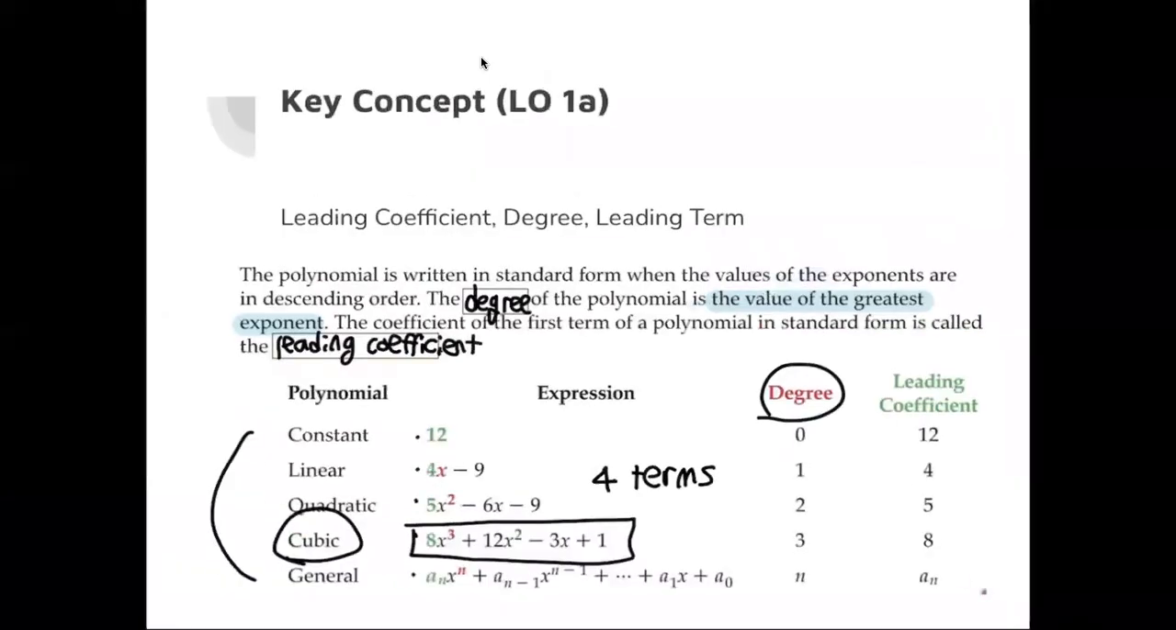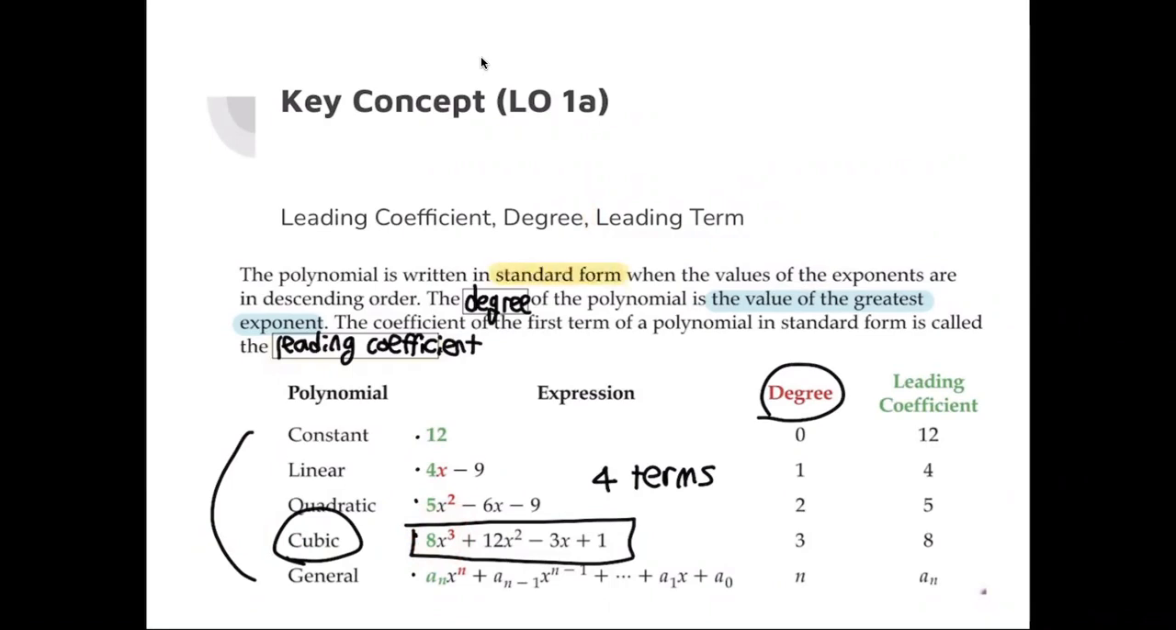One more vocabulary we have is leading term. Leading term is basically the term that has the leading coefficient. So for this example, 8x to the power of 3 has the leading coefficient, right? So we're calling this the leading term as well. Okay. Just a recap for general thing you have to know.